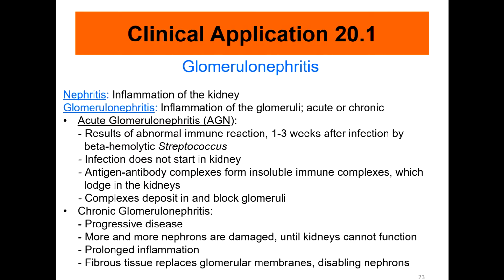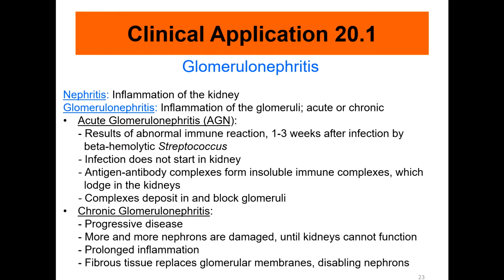So nephritis is inflammation of the kidney. You may have noticed already that renal refers to the kidney. Nephro also refers to kidney. I believe renal is probably Latin. Nephro is probably Greek. Anyway, nephritis is inflammation of the kidney. Glomerulonephritis is inflammation of the glomeruli, and it can be acute or chronic.